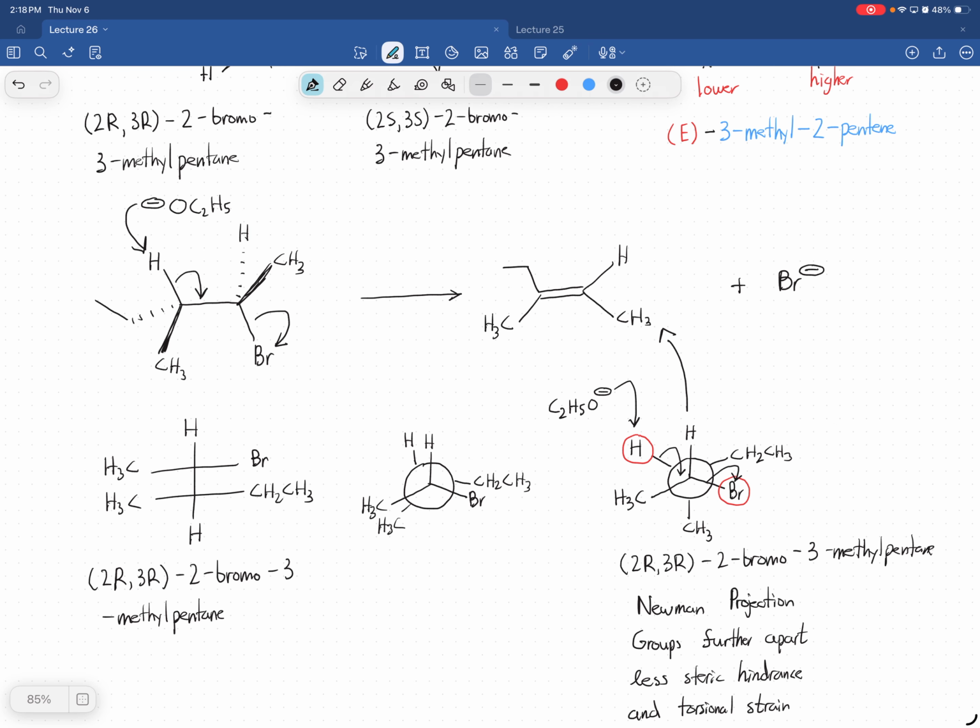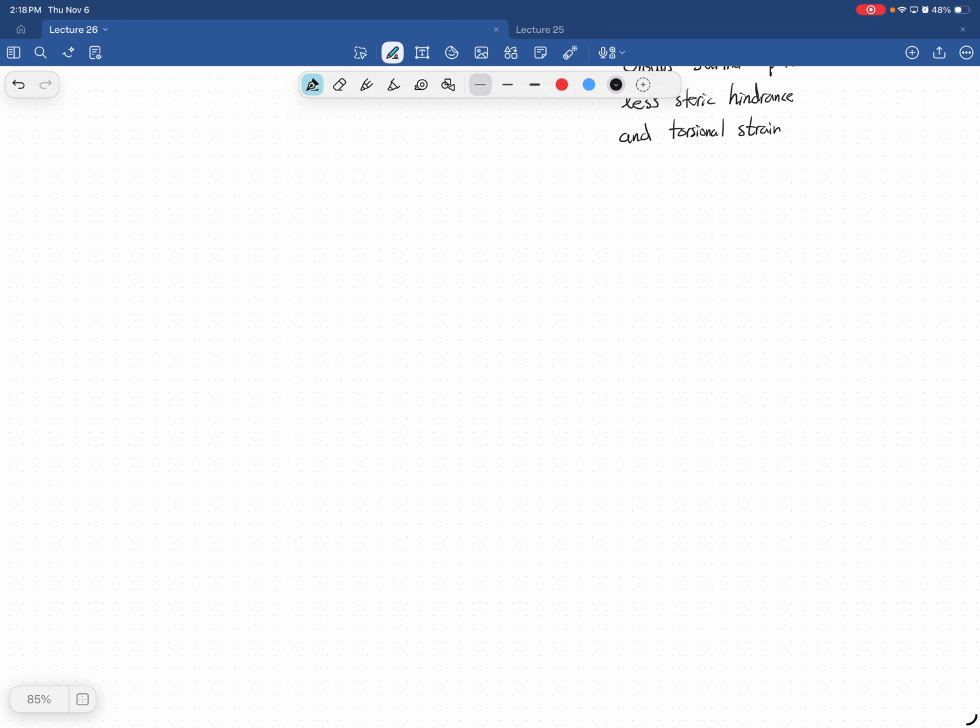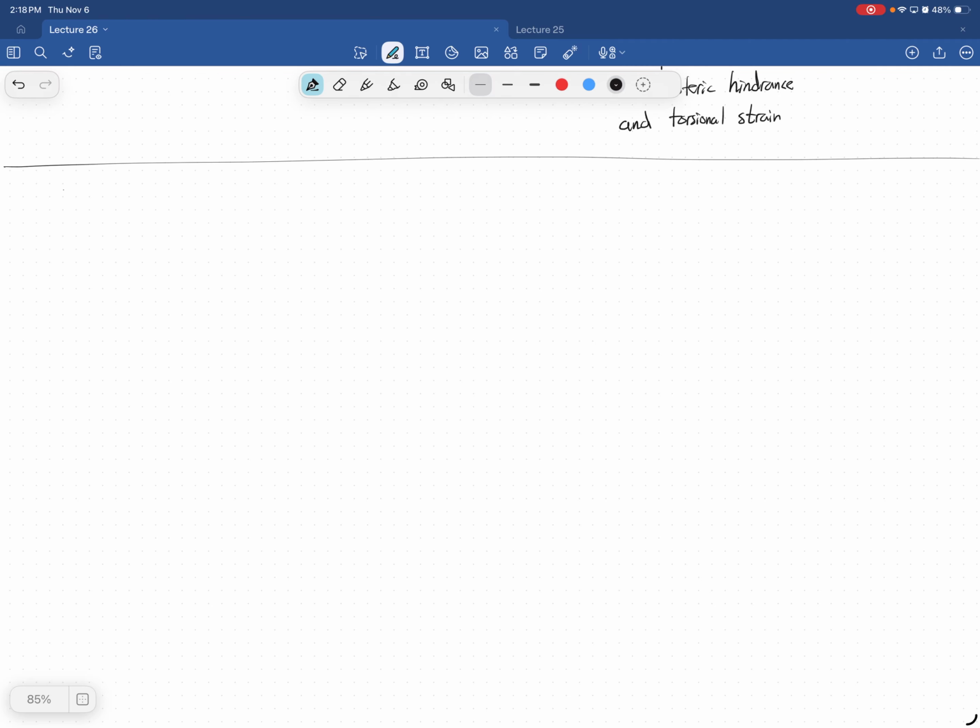All right. Hope we have enough break. Let's get started. Here's the exercise for you. Predict the major organic products of these reactions.